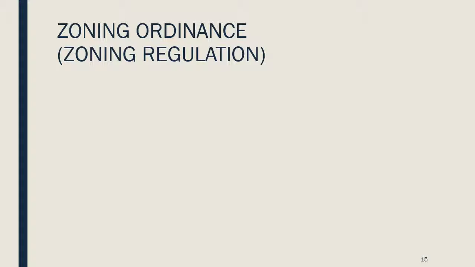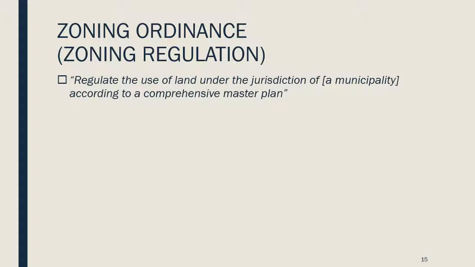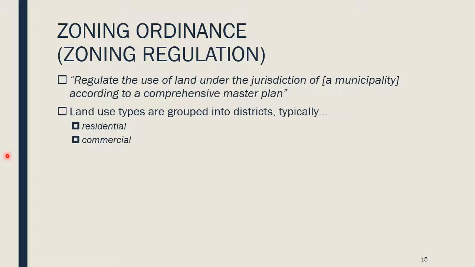So a zoning ordinance or a zoning regulation or zoning code, it regulates the use of land under the jurisdiction of a municipality, some governmental subdivision, according to a comprehensive master plan. Now, that may be a stretch. Some localities do not have a comprehensive master plan. But it divides land into different groups, and those are typically things like residential, commercial, industrial, or special purpose.